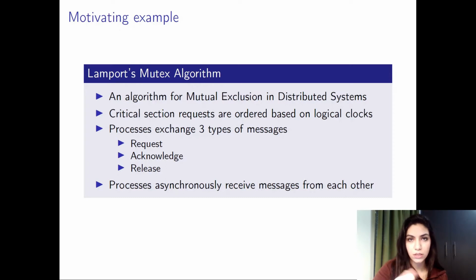So a process starts out by sending a request that it needs to access the critical section to all the other processes with a logical clock value, and then it waits for the acknowledgement from all the other processes to give it a right to enter the critical section. And once all the acknowledgements are received, it enters the critical section, executes its part, and then when it leaves the critical section, it notifies all the other processes that the critical section is now released.